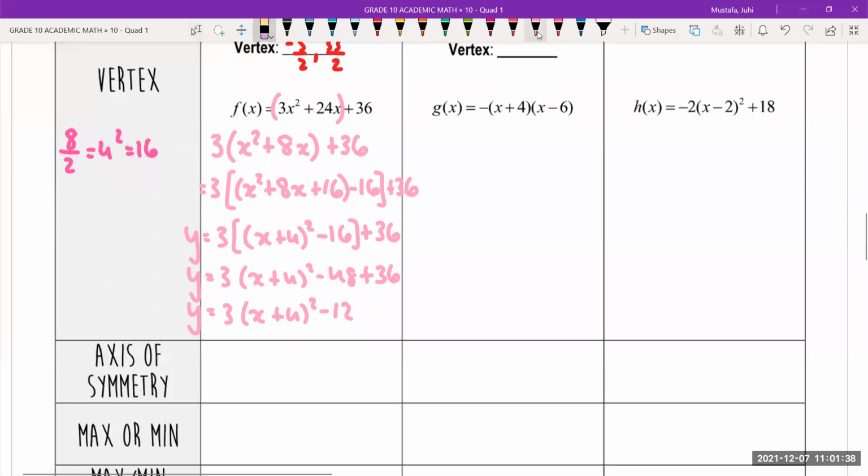And if you don't remember how to complete the square, please review it before Friday. Once we get it into this form, what is the vertex? Yep. Negative 4 and negative 12. Excellent.